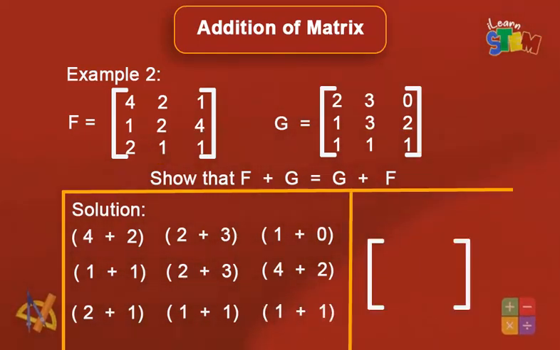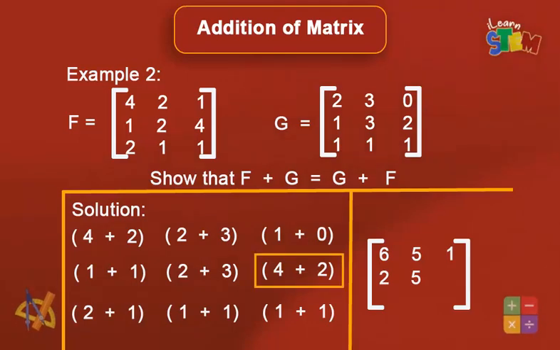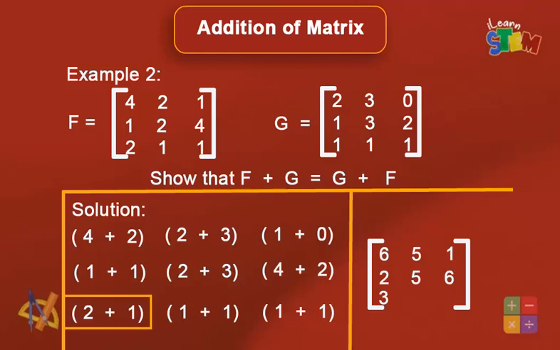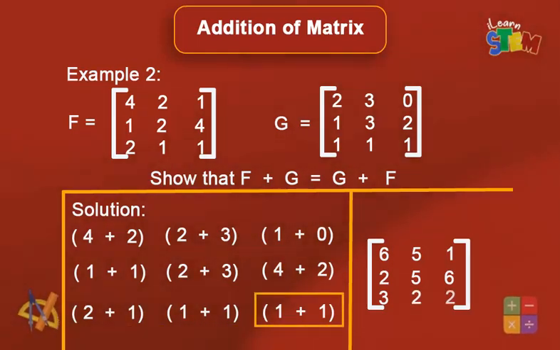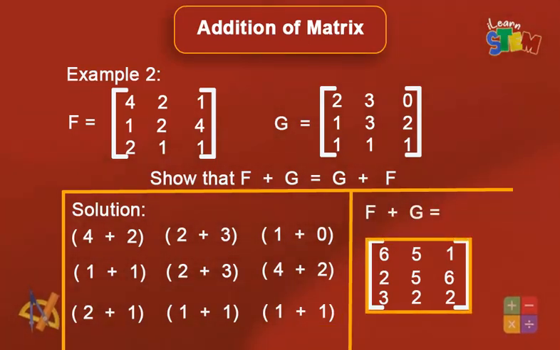Next, we add them up. 4 plus 2 is 6. 2 plus 3 is 5. 1 plus 0 is 1. 1 plus 1 is 2. 2 plus 3 is 5. 4 plus 2 is 6. 2 plus 1 is 3. 1 plus 1 is 2. 1 plus 1 is 2. Therefore, F plus G will give us [6, 5, 1; 2, 5, 6; 3, 2, 2].